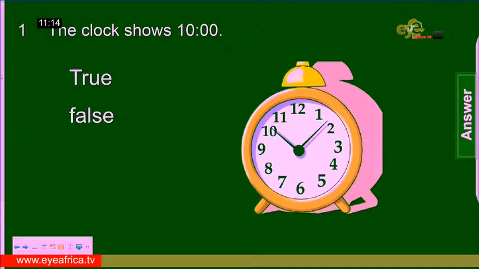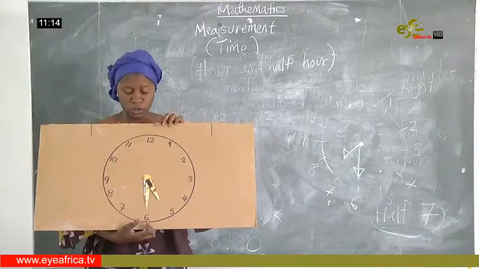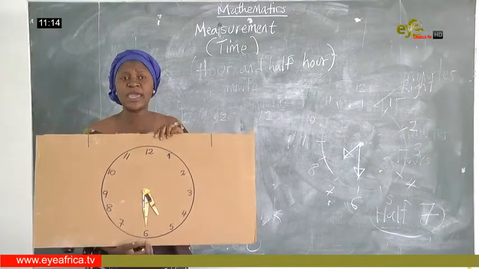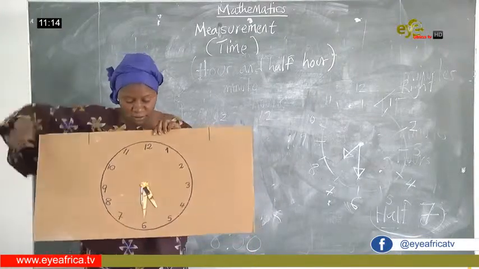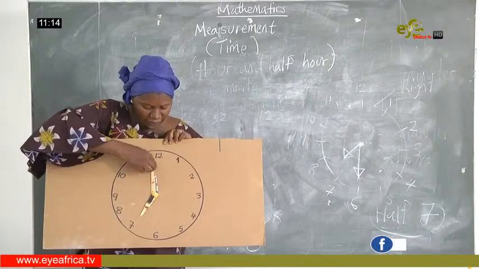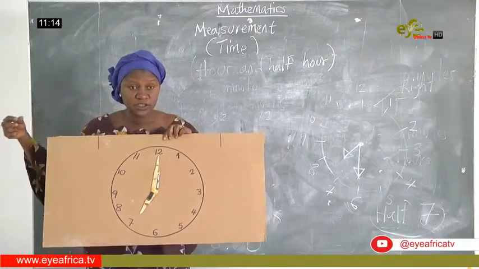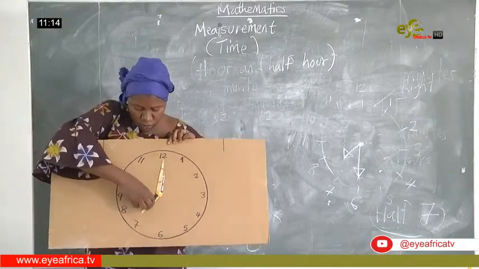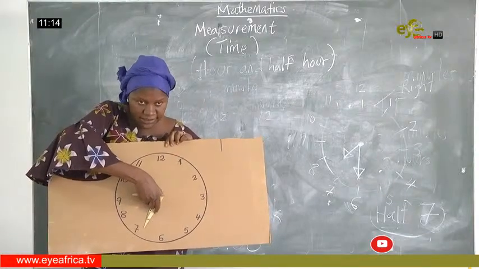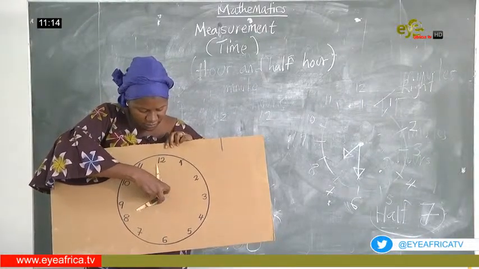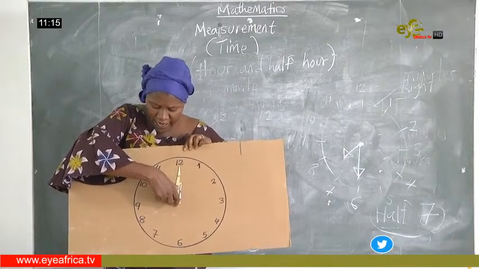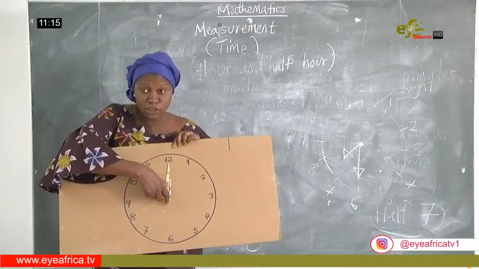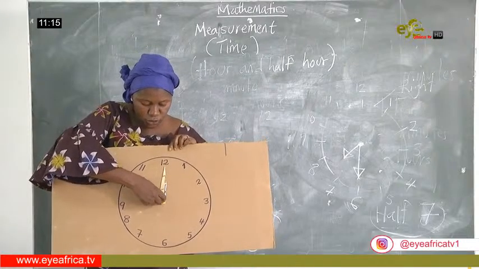Look at this clock face on your screen. When it is at 10 o'clock, the minute hand should be where? The minute hand should be at 12, and the shorter hand should be at 10 directly. The minute hand should be at 12 and the hour hand at 10. That is the shorter hand. So it should look like this.